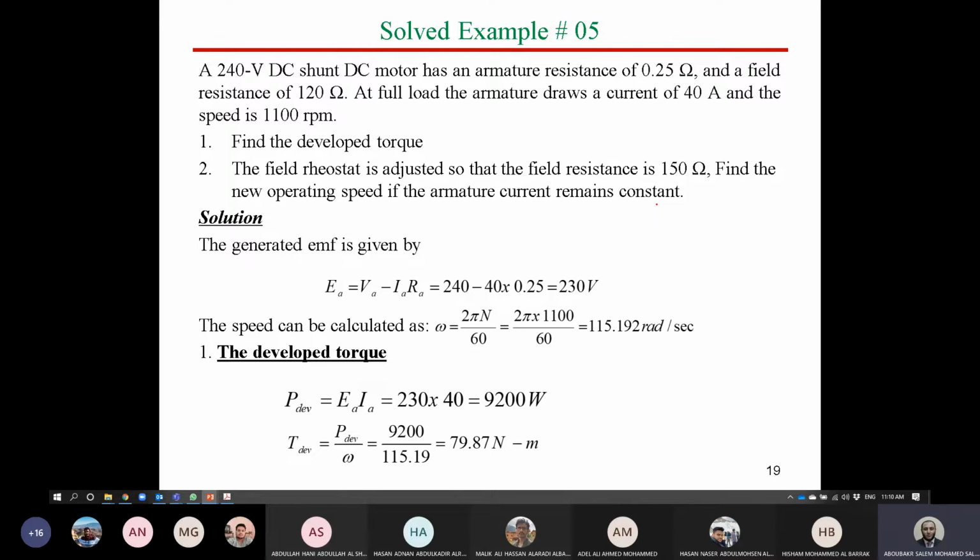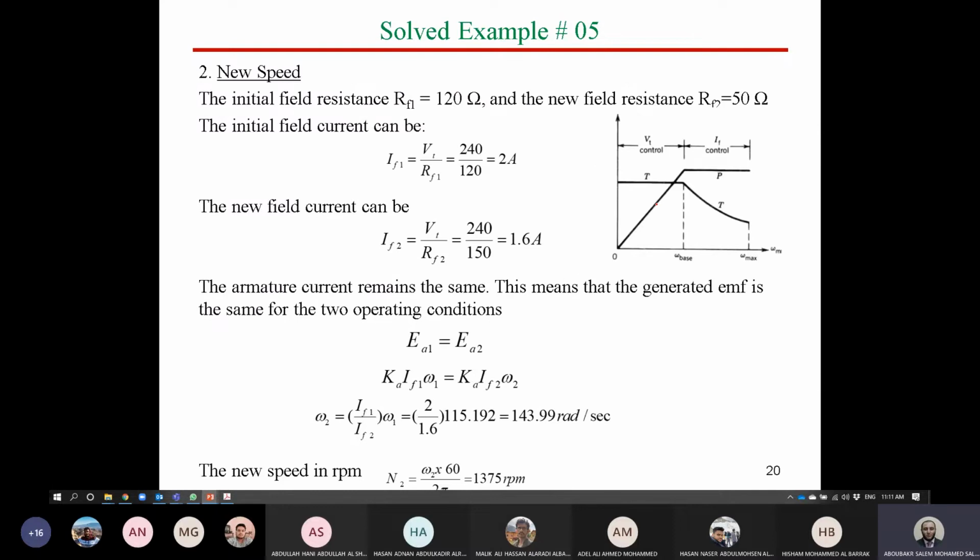We have constant current, we have field control. So based on that, if the current is constant and we are going to control only the field, this means the voltage is constant. In this case, if the voltage is constant, we can calculate the new value of IF. We have the value of voltage in the first case and in the second case. First case, the RF was 120. Second case, the RF is 150. So we can get the value of new field current.